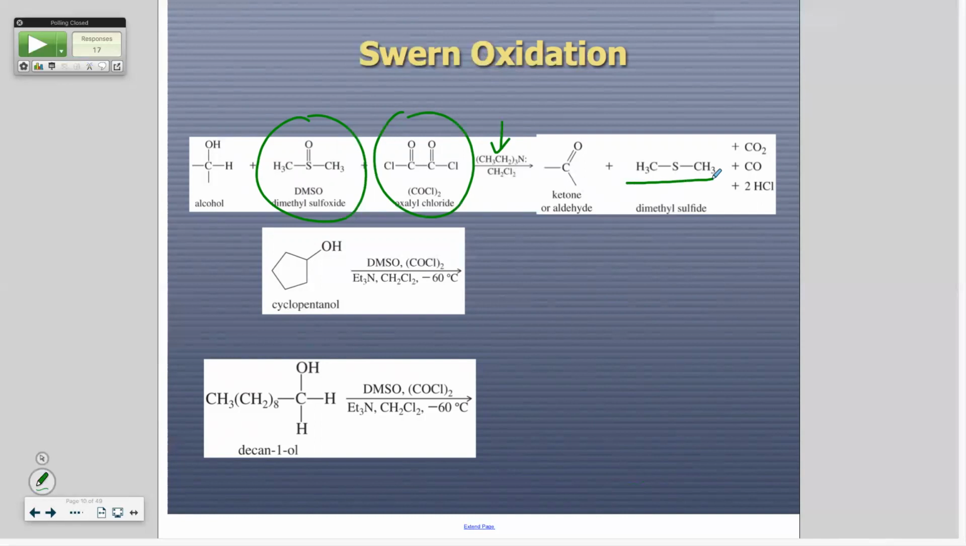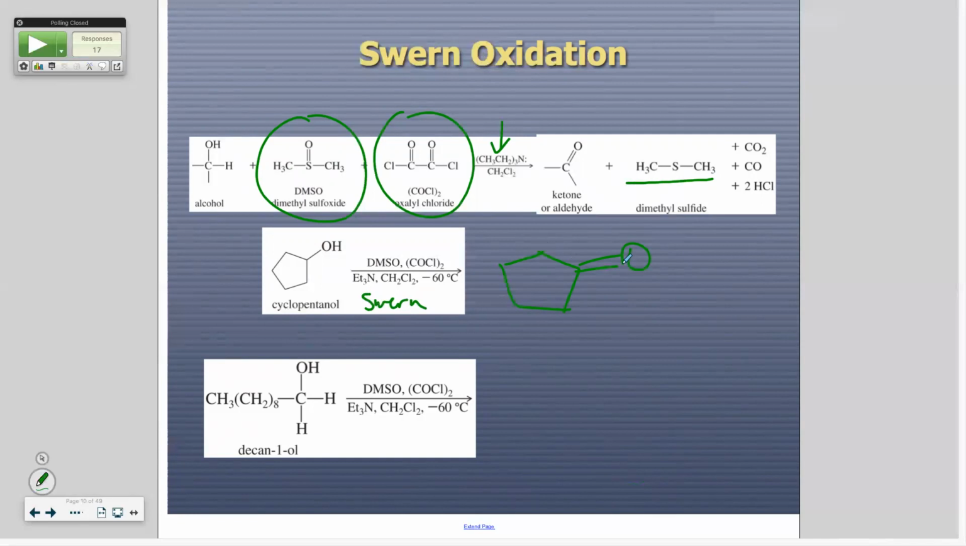Okay. All right, so what would you get from cyclopentanol, DMSO, COCl2, triethylamine, CH2Cl2, and minus 60? They do these pretty full. Okay, so this is the Swern. Most of the time, you'll probably see the word Swern. Okay, so what do you get from that? What kind of alcohol is it? Secondary. So we're going to make a ketone. We're not doing the mechanism.